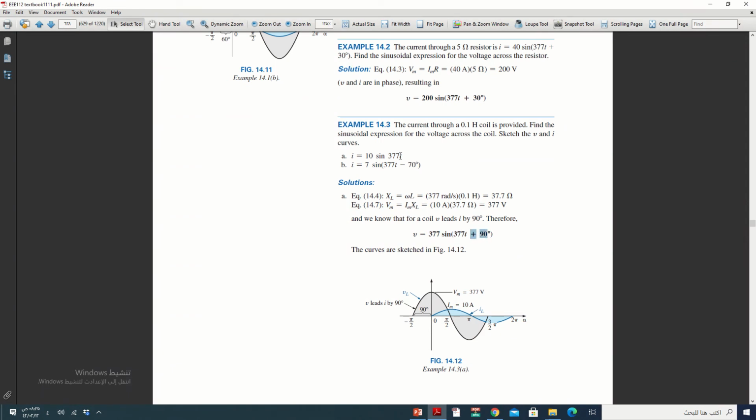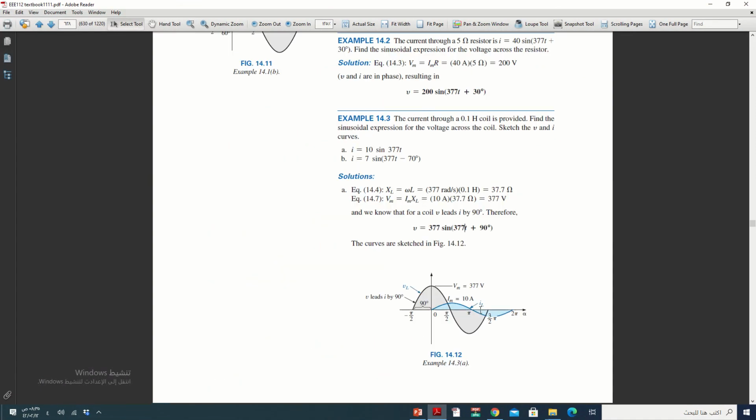See here, there is no plus or minus theta, but here plus 90 because the current lags the voltage in the inductor. The current starts from 0 and the voltage from minus 90.